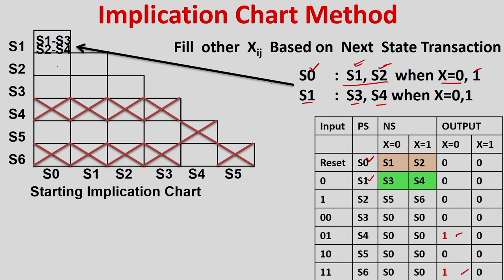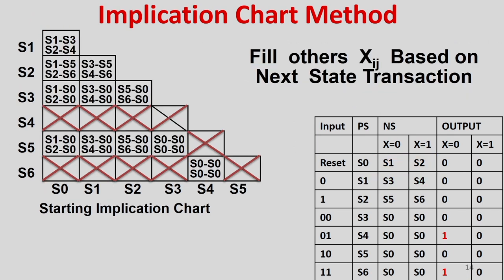And let us write it in this form. In the box corresponding to S 0 and S 1, in this x I j point, we are filling S 1 S 2, which is for S 0, and S 3 S 4, which is for S 1. This one is the transition from S 0 and this is the transition from S 1. In this way we try to fill the table based on the next state transitions. How are we filling? For all the states which are not crossed we fill. If it is crossed then anyhow we know they are not compatible.